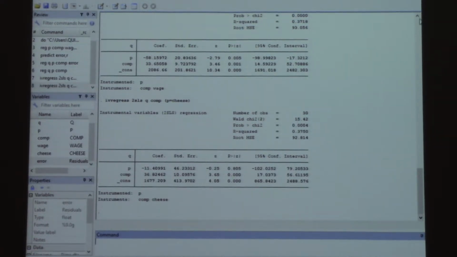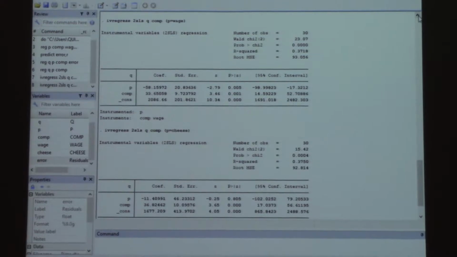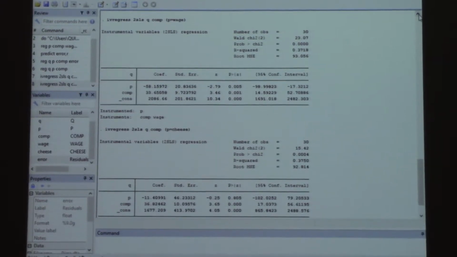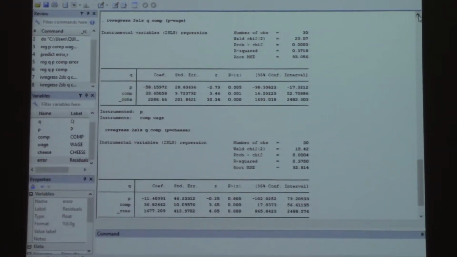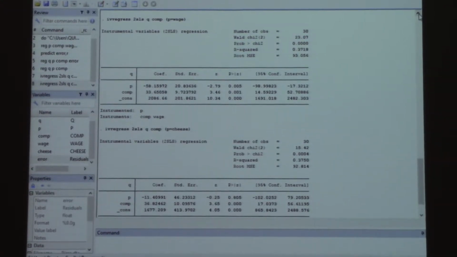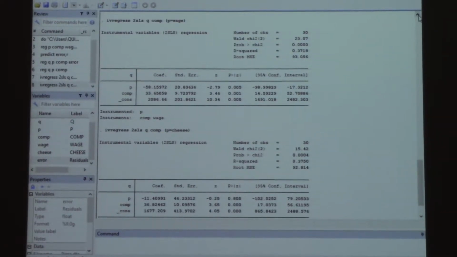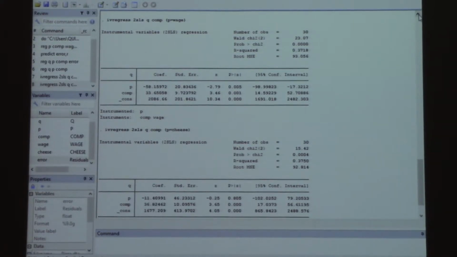What happened? The first one had a coefficient on price of 32. Every $1 increase in price, we sold 32 fewer pizzas. The better IV regression gave us a coefficient of 58, but we used another IV regression using a different instrument, and it gives us a coefficient of 11, which means that demand is even less sensitive. It's even steeper than we thought.